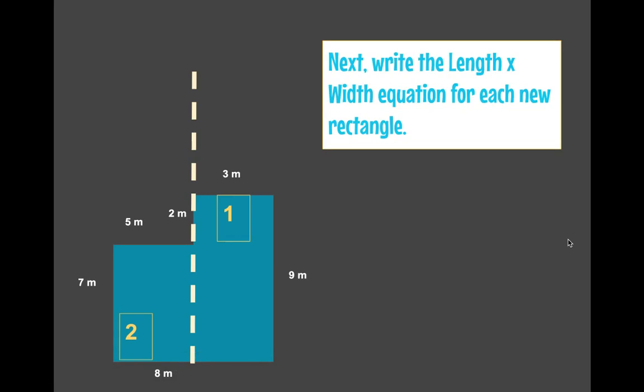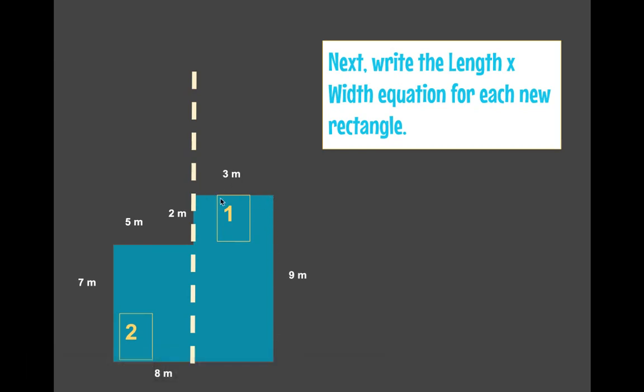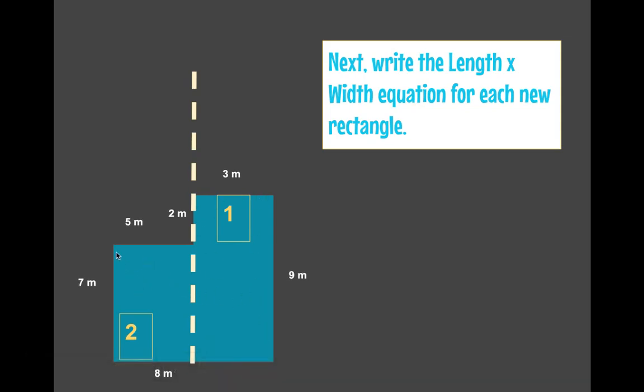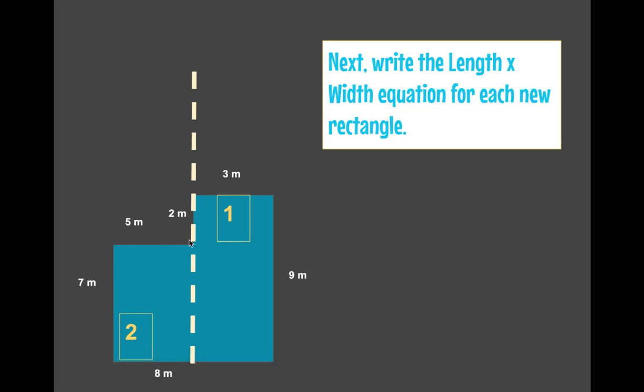Now we need to write the length and width equation for each new rectangle. The length and width equation for figure 1 and the length and the width equation for figure 2. Now, the length is 9 meters and the width is 3 meters for this figure here. When we look at this one, the length is 7 meters and the width is 5 meters. So we can write in our equations 7 times 5 and 3 times 9. Now we're going to solve for the area of each of our new rectangles.